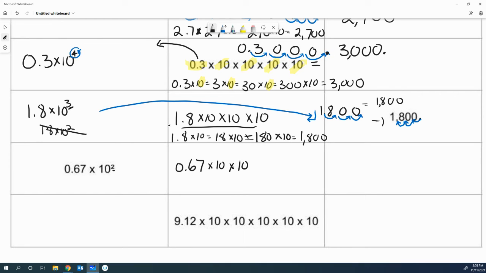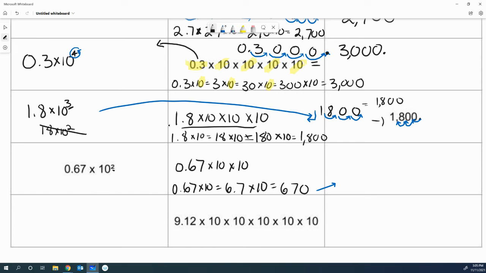For the standard form of this one, there's so many ways you could do it, but we're going to do it both ways because I don't know how your brain works. So for this one, I'm going to say 67 hundredths times 10 is going to equal 6 and 7 tenths, because I know that 10 times bigger than 6 tenths is 6. So 6 and 7 tenths times 10 again is going to get me 670. So I think my answer is going to be 670, but let's check it the other way as well.